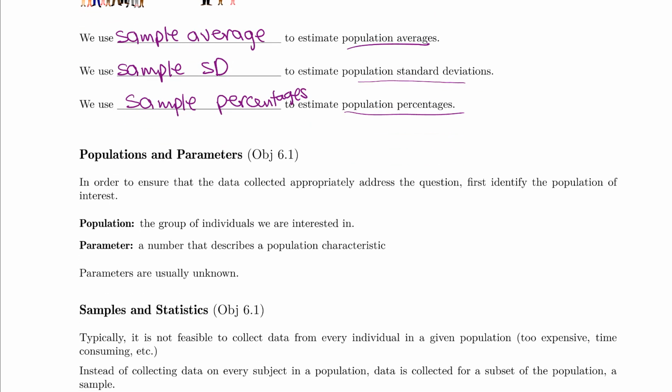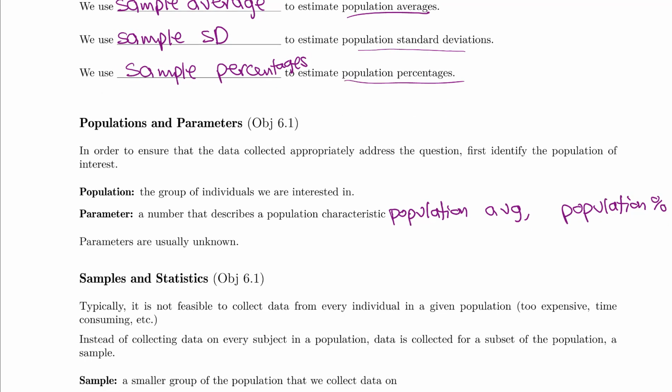Populations and parameters: in order to ensure that the data is collected appropriately, in a way that we can actually answer the question, we first identify the population that we're interested in. The population is the group of individuals or things that we're actually interested in. The parameter is some number that describes a population characteristic. Usually we don't know the parameters. When I say the parameter, I mean like the population average, or the population percent of, say, people that are females or have blue eyes, whatever it is you're studying. Those would be examples of possible population parameters. So it's some number that describes the population.